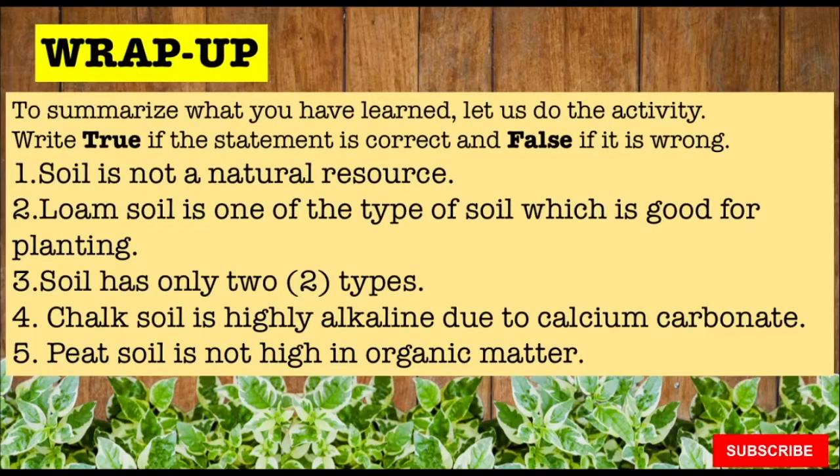To summarize what you have learned, let us do the activity. Write true if the statement is correct and false if it is wrong. Number 1, soil is not a natural resource. Number 2, loam soil is one of the types of soil which is good for planting. Number 3, soil has only two types. Number 4, chalk soil is highly alkaline due to calcium carbonate. Number 5, peat soil is not high in organic matter.